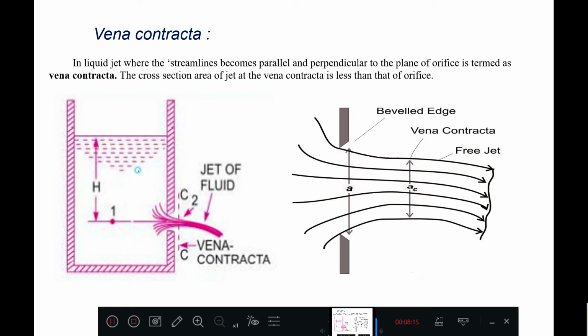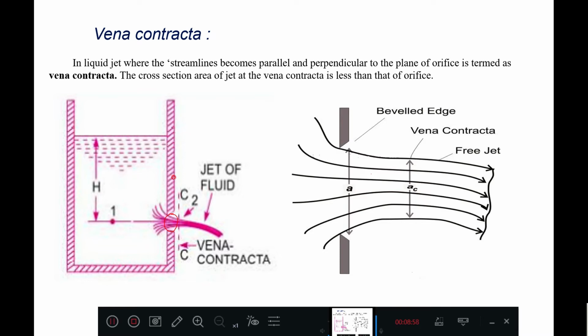As I discussed earlier, an orifice is nothing but an opening provided on the side of the tank. Here an orifice is provided, and this is the tank filled with the liquid. If you measure the depth of water from the center of the orifice, let us call it H. Whenever the depth is more in the tank, the pressure is more at the bottom, as you know from the hydrostatic law. Because of the high pressure, the liquid will come out as a high velocity jet. Like this, a jet of liquid will come out through the orifice.